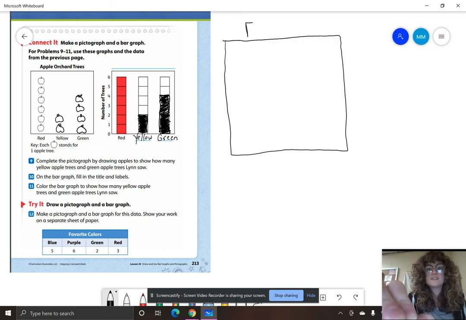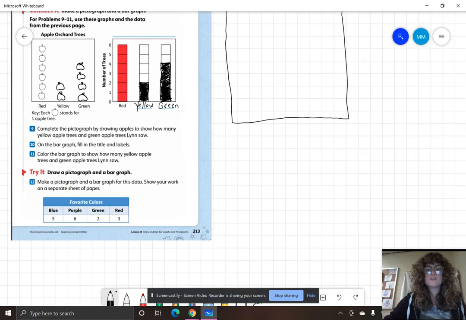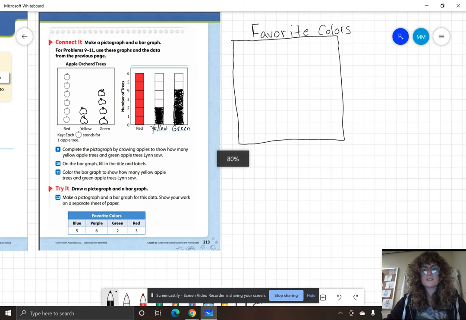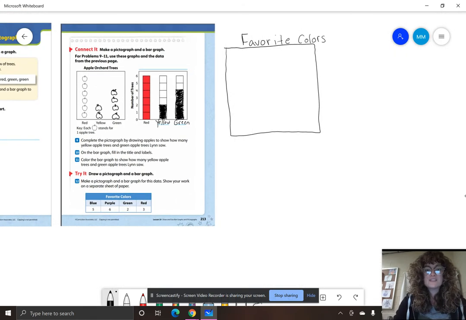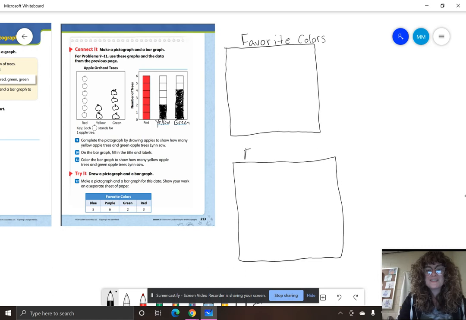And the title is going to be favorite colors. And I am also going to have, let me make this a little, there we go, favorite colors. And I'm also going to have a bar graph labeled, it's the same data, same topic, favorite colors. All right, so there is our title.